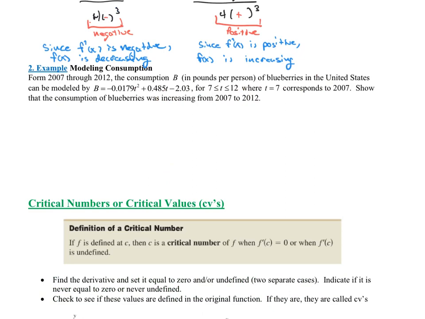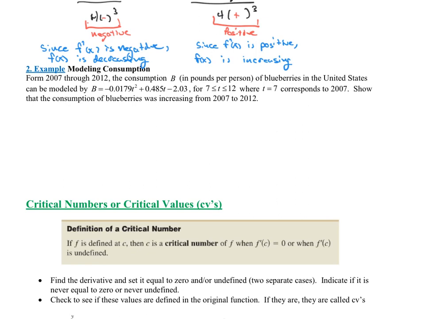Looking at the next example, they want to show that something was increasing on a given domain. So all we have to do for that one is find the derivative of the function, consider it on the interval, which would be 7 to 12, and show that the derivative must be positive during that interval, which can be shown in the completed notes.